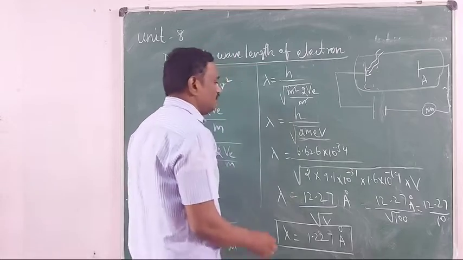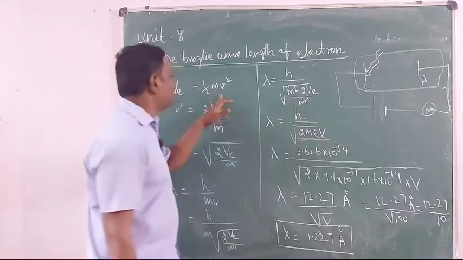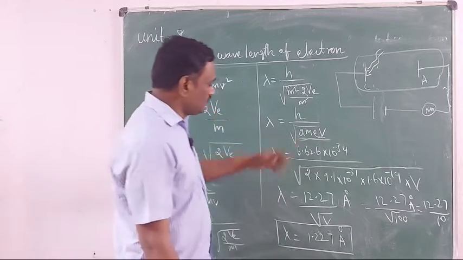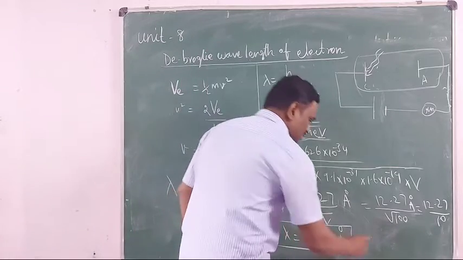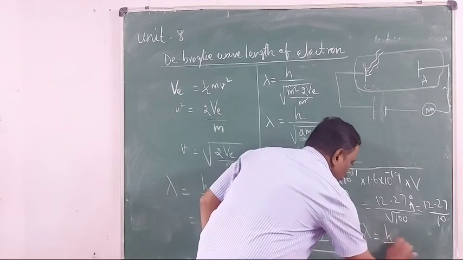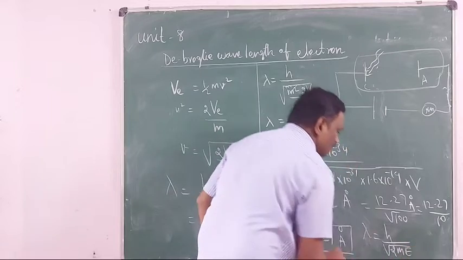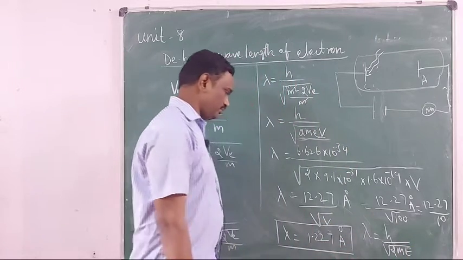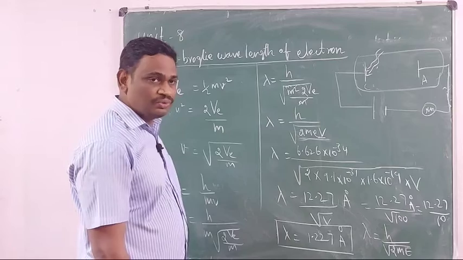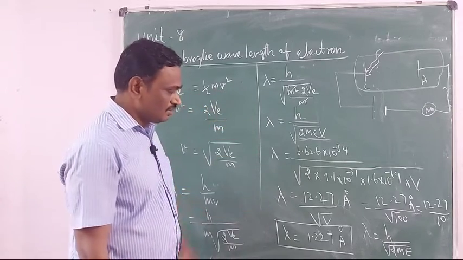See here, EV is nothing but the kinetic energy of the electron. So this equation can also be written as lambda is equal to h by root of 2mE, or 2mK. Some books use K, some books use E.